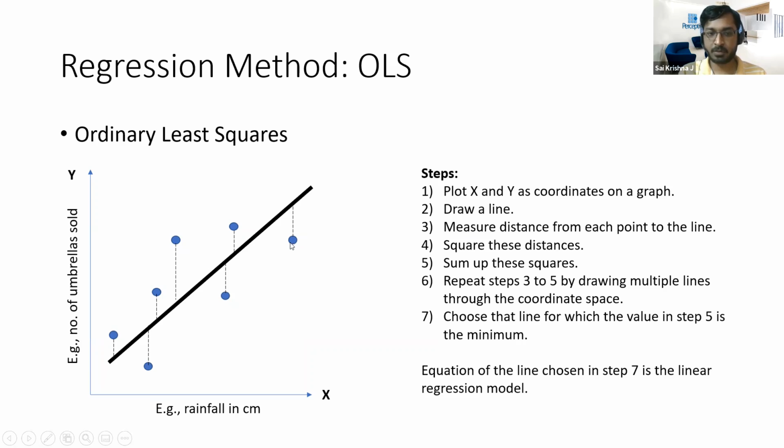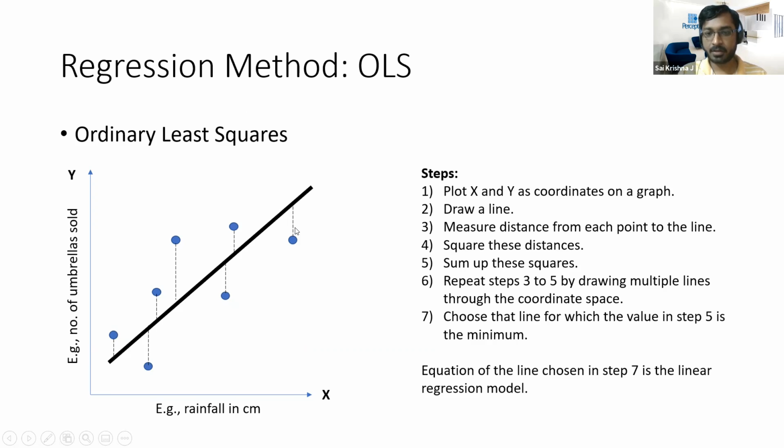Okay, so distance between this point and this line, distance between this point and this line, distance between this point and this line, and so on. So like this, it will measure these distances. Once it measures these distances, it will square these distances, and then it will sum up these squares. So that is what ordinary least squares is, right? The word squares refers to this step number 4. So it will measure the distance, square those distances, and then sum up those squares.